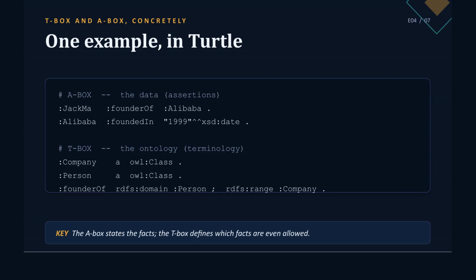Let us make that concrete, with a tiny example written in Turtle, a standard syntax for these triples. Down at the A-box, the data level, we might write, Jack Ma, founder of, Alibaba. And then, Alibaba, founded in, 1999, typed as a date. Those are raw assertions, individual facts about specific individuals.